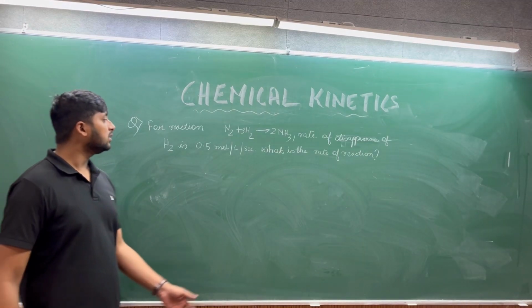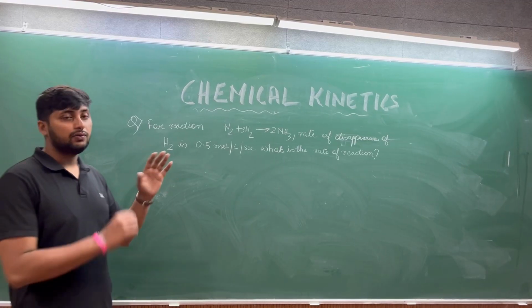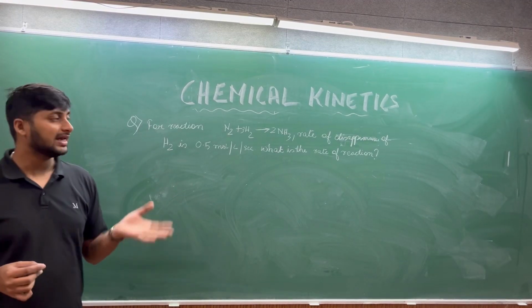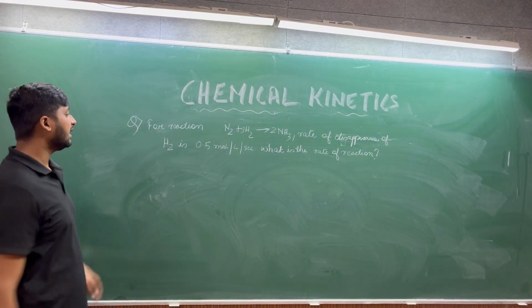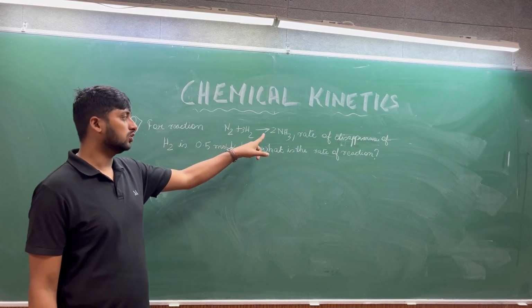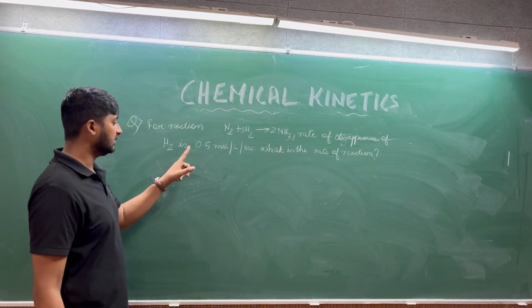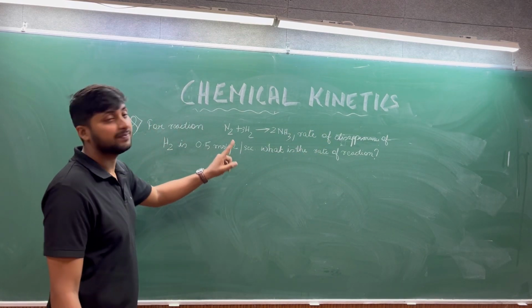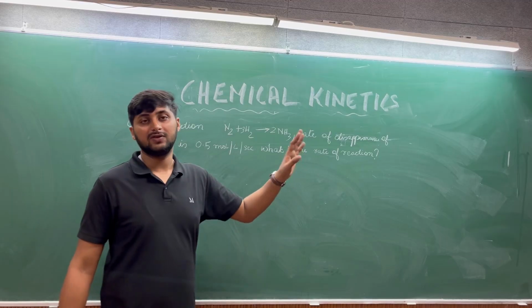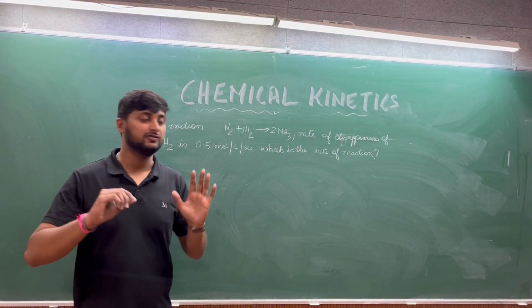Now let's conclude this lecture with a question from rate of the reaction. What type of question can arise? For example, let's take this question. For a reaction N2 plus 3H2 goes to 2NH3, rate of disappearance of H2 is 0.5 mole per liter per second. What is the rate of the reaction? Now we will apply all the concepts that we learned in this video.